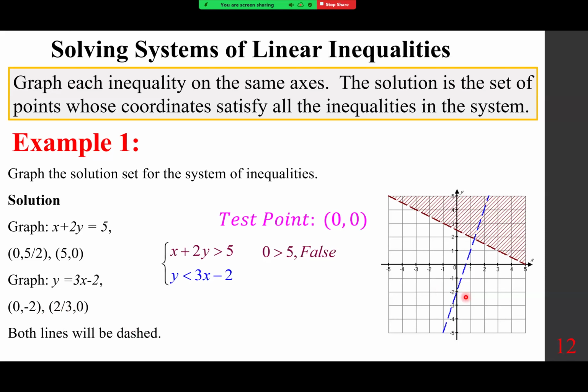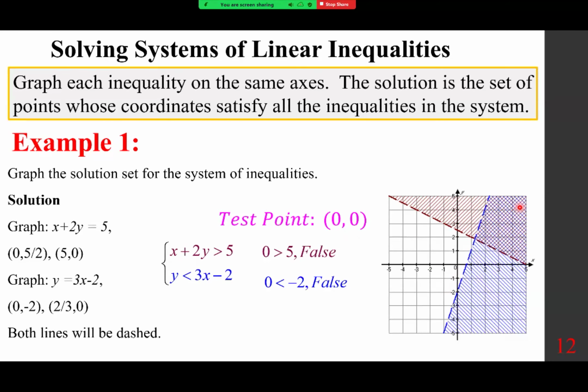And again, let's go with the same test point because (0, 0) doesn't belong to the blue line either. So if I put 0 instead of y, 0 instead of x, I get 0 less than 0 minus 2. In other words, 0 less than -2, which is again a false statement. And that means (0, 0) is not a solution for the blue line either. So if (0, 0) is not, this side is not. The opposite side, that means this side is.